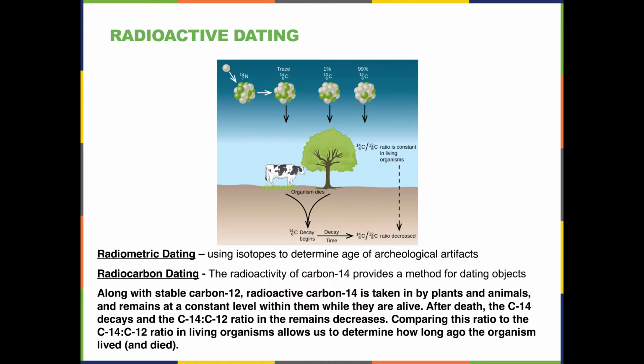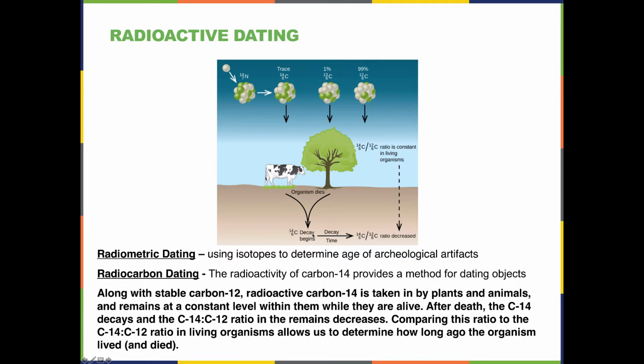And this diagram shows how this happens. Stable carbon-12 and radioactive carbon-14 are both taken in by plants and animals and remain at a constant level in them while they're alive. And that's because C14 has a very long half-life. After death, the C14 decays and the C14-12 ratio begins to decrease. Comparing this ratio to the C14-12 ratio in living organisms allows us to determine how long an organism has been dead.